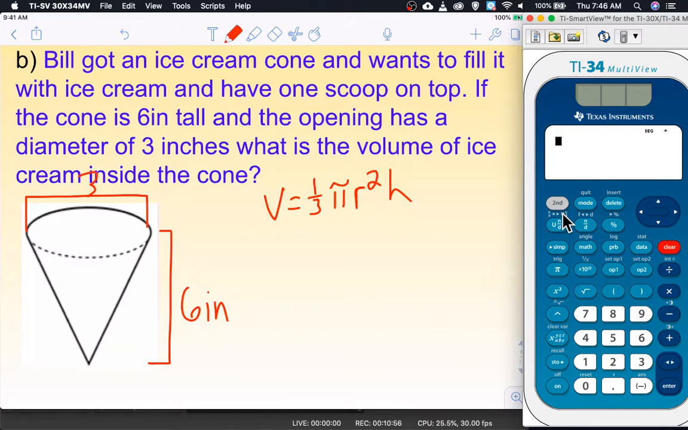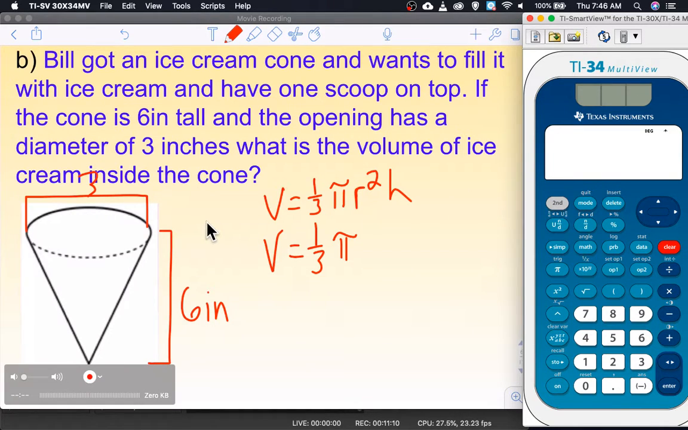And I would start plugging in what I know. I don't know the volume. That's what we're trying to find. 1/3 of, I'll just use the pi button for now. Pi. Radius. I don't have a radius. They gave me the diameter of this. How do I change a diameter to a radius?